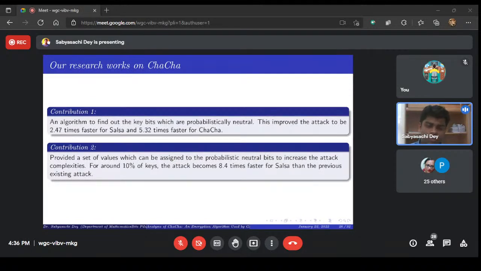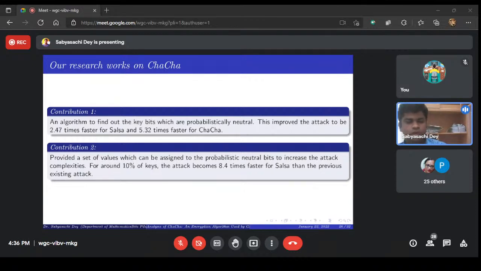So our first contribution was, we keep this algorithm that I have already mentioned for the PNBs, and using this algorithm, we produced an attack which was 2.47 times faster for SALSA, and for ChaCha it was 5.0 times faster.